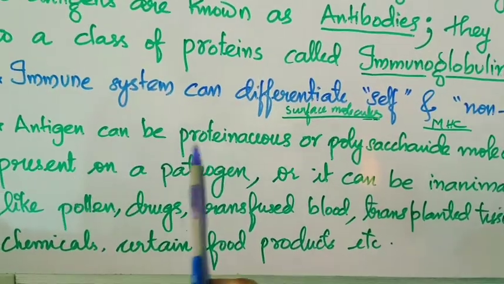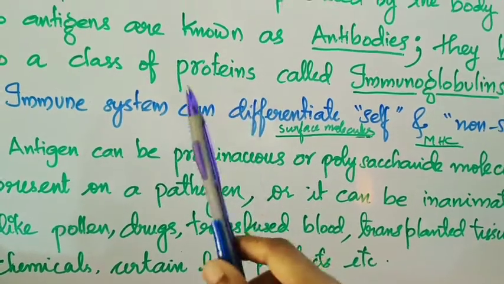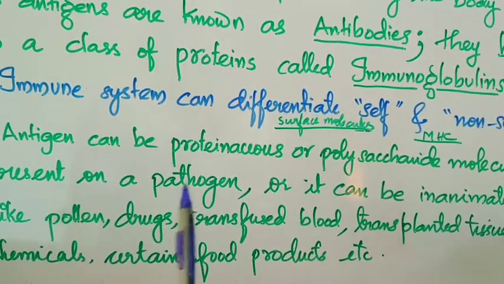Now, antigens can be proteinaceous or polysaccharide, as I had told you earlier, present on a pathogen.